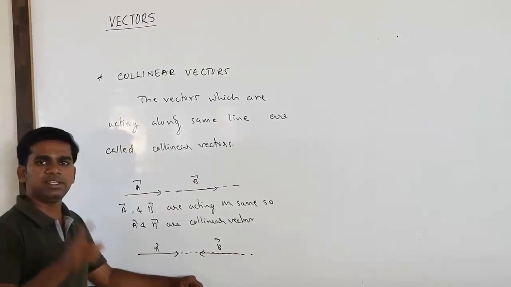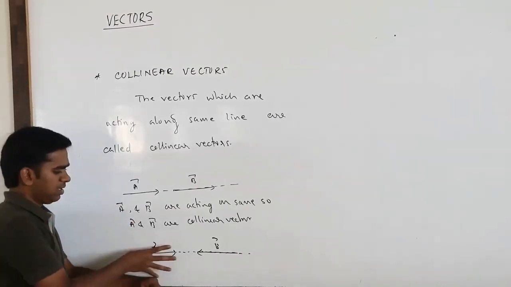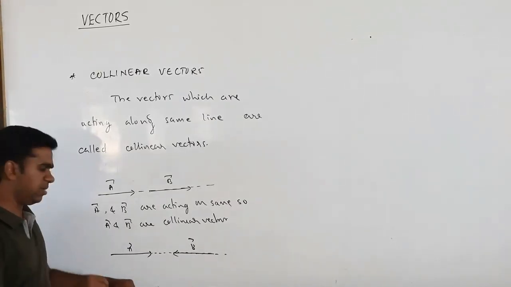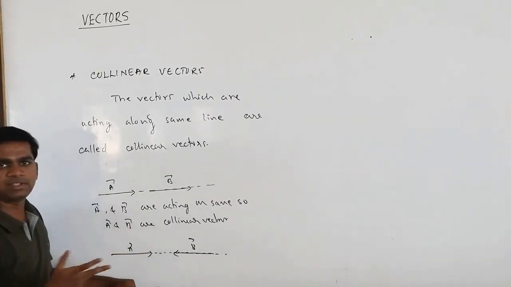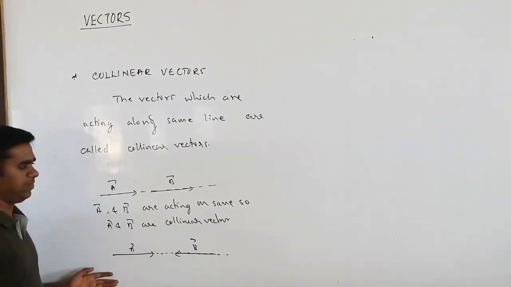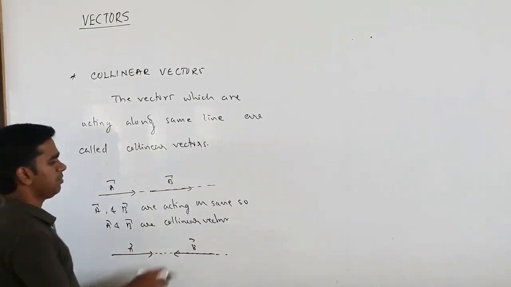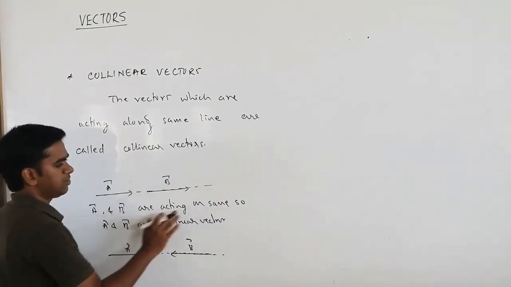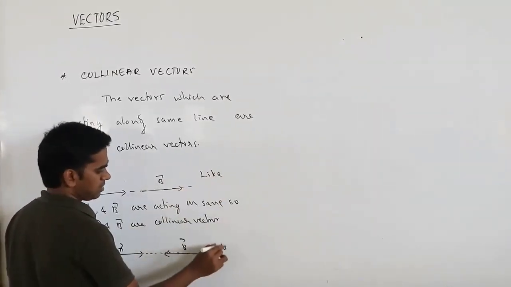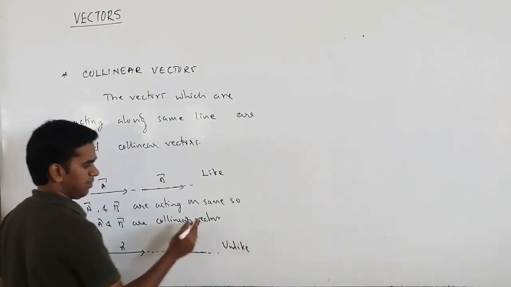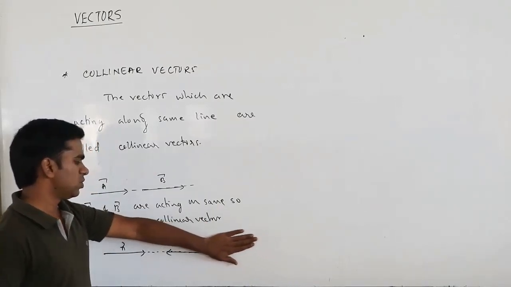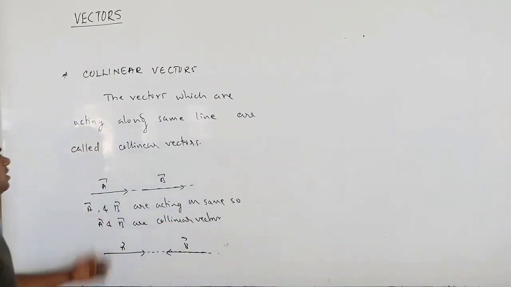What is our definition saying? They should be on the same line. Whether they are in opposite direction or different magnitude doesn't matter. If they are on the same line, you can call them collinear vectors. So here also A and B are collinear vectors only. If you want to give different names, you can call these like vectors and those unlike vectors, but that is not required. If they are acting on the same line, they are collinear vectors.